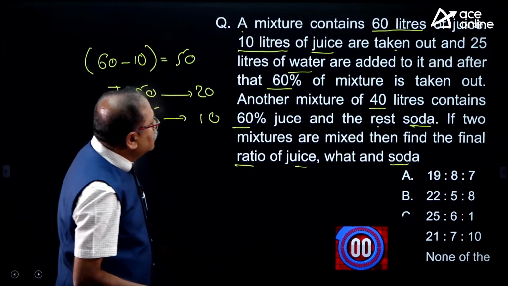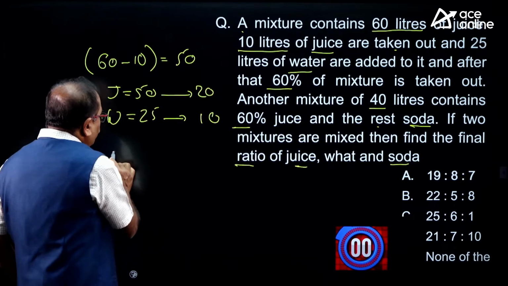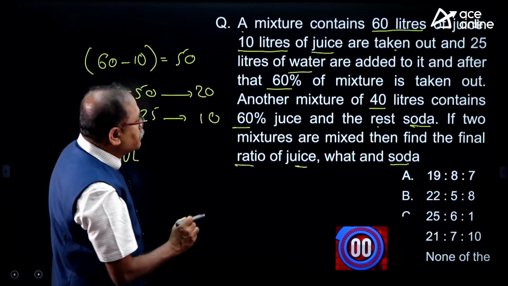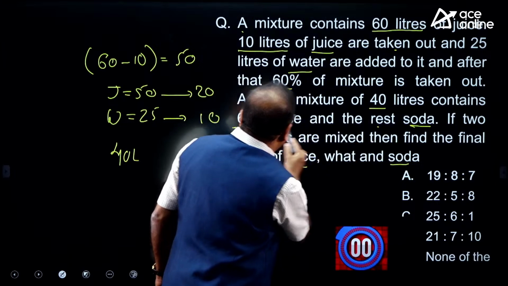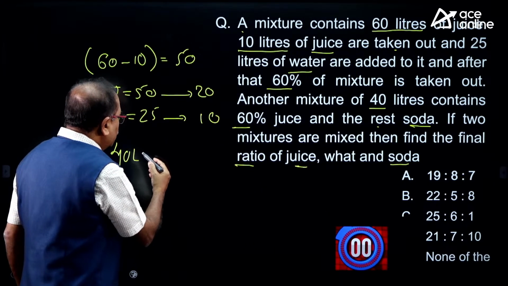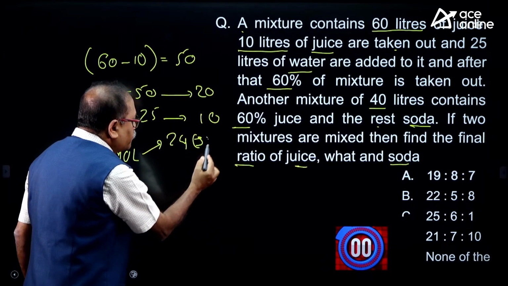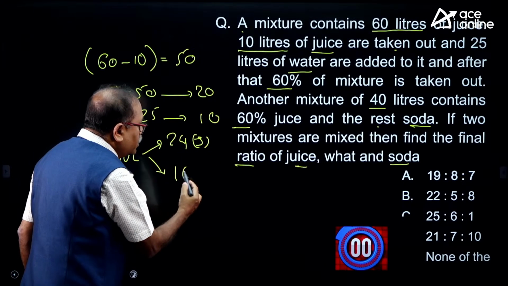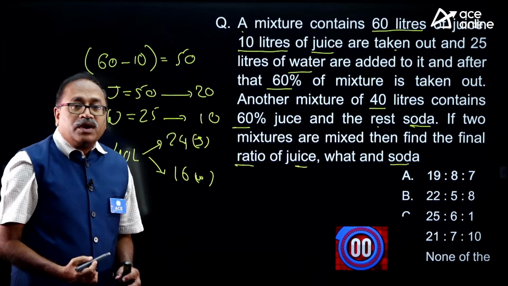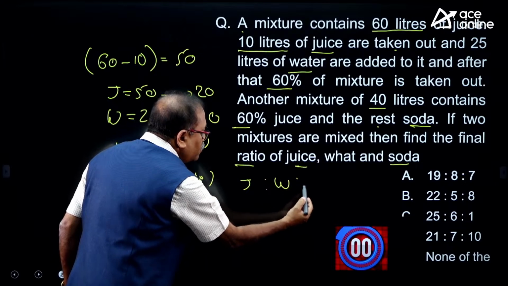Okay, done. Now coming to the second one, there is 40 liters of mixture, which contains 60% juice. So what will be the 60%? 6 fours are 24, that is juice, and 16 will be water. Now I need to find out the ratio of juice to water to soda.